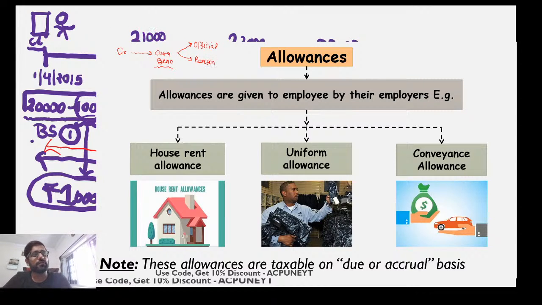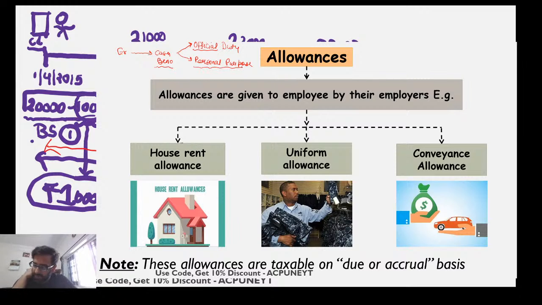Allowances are those cash benefits which you are receiving for official duty purpose, or which you are receiving for personal purpose. Is it clear? Those are allowances. Allowances can be for official duty. Allowances can be for personal purpose also.